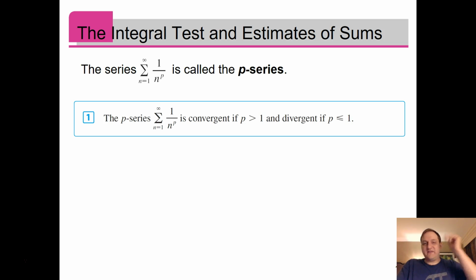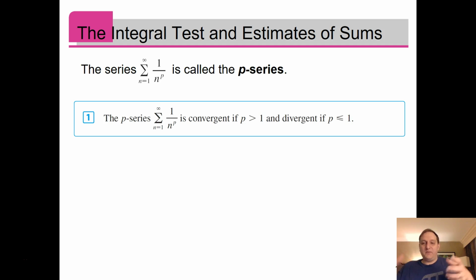Okay, this is a super important series. This is called the p-series. When you have the series from n equals 1 to infinity of 1 over n to the p, that is the p-series. We actually already looked at this as an improper integral, going from 1 to infinity, or from any number greater than 0 to infinity. And what we found was that the integral converged if p was greater than 1, and it diverged if p was less than or equal to 1. So we actually proved that just doing the improper integral out.